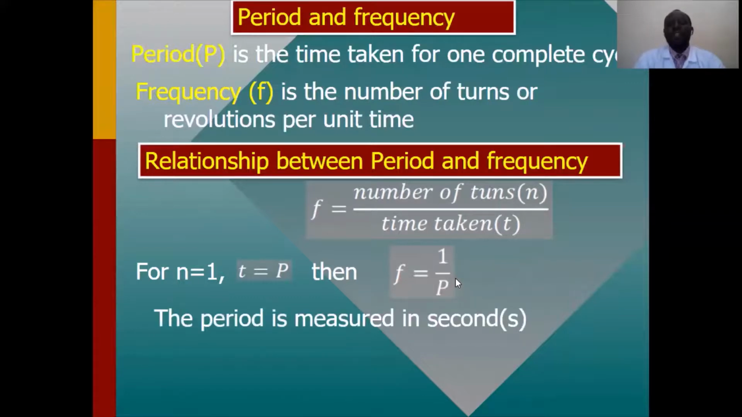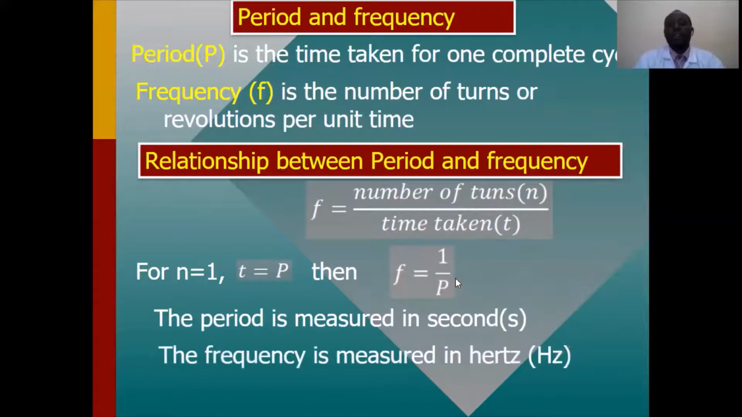The period is measured in seconds, and the frequency is measured in hertz. 1 hertz is equivalent to inverse of second, because frequency is equal to 1 over period, which is in seconds.